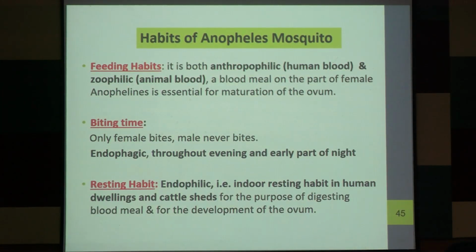Now coming to the habits, we know the physical features, we know the difference between male and female Anopheles, and now coming to the feeding habits, it is anthropophilic and also zoophilic. So it cannot distinguish between human or other animal, a true kind of bloodsucker. Biting time is throughout the evening and early part of the night. This is a night biter, not a day biter. And what are the resting habits? It is an indoor resting habit in human dwellings and cattle sheds, okay. It is endophilic type.